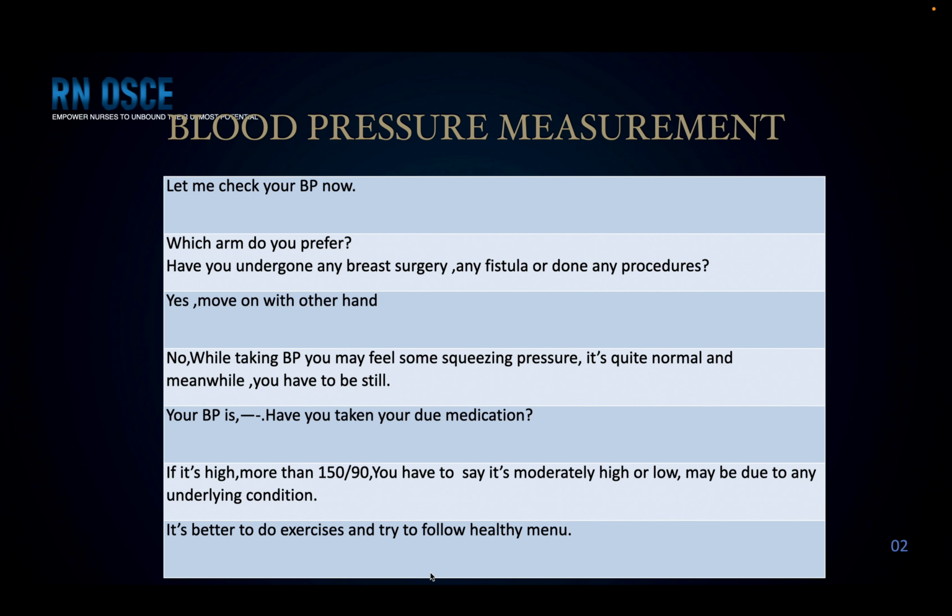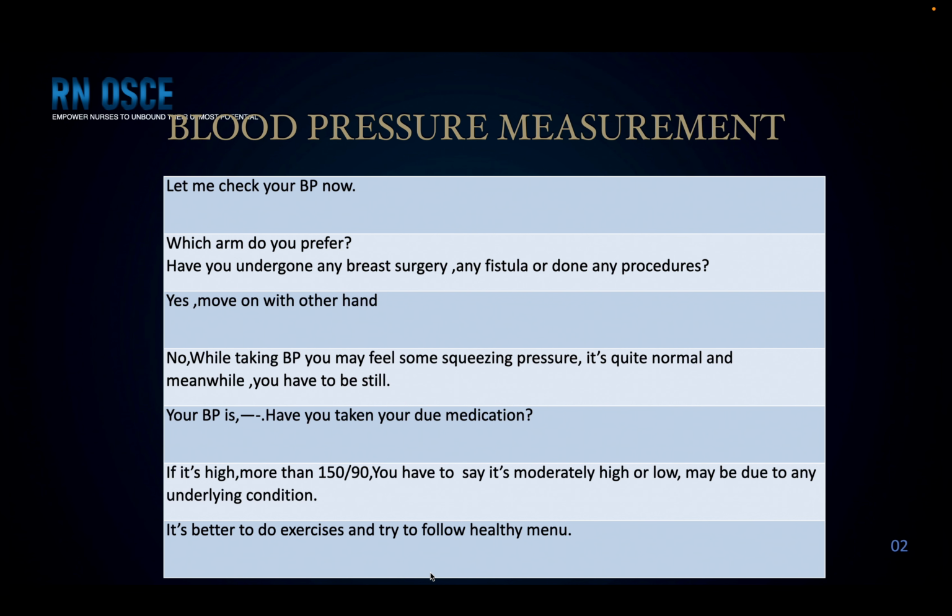Okay, then we will move on with taking blood pressure. Again you have to initiate the conversation like let me check your BP now, or now I will check your blood pressure. And again you have to explain the procedure. Then you have to ask which arm you prefer for this blood pressure measurement. Have you undergone any breast surgery, or any procedures in that hand, or any fistulas present? All those things you have to ask before taking the measurement. If it is yes, move on with the other hand.